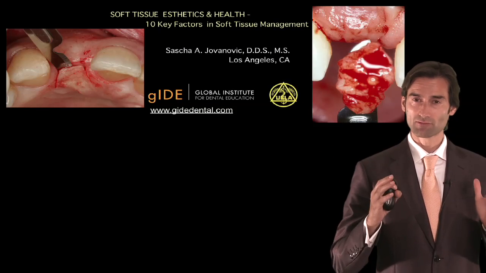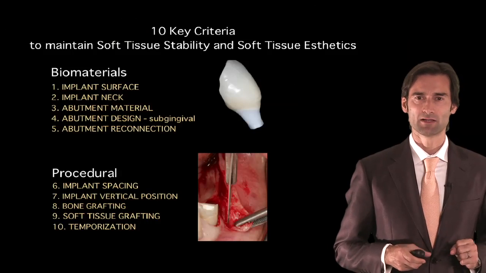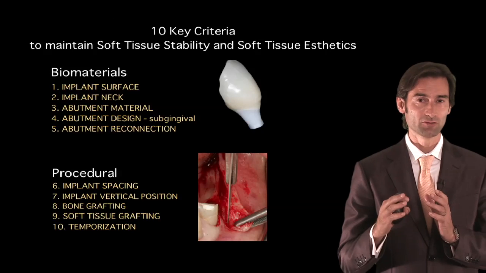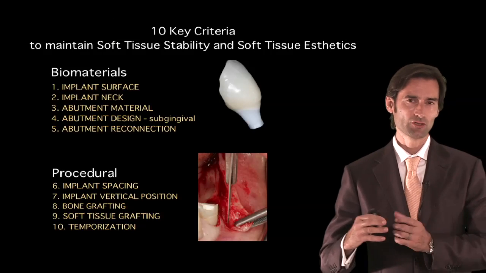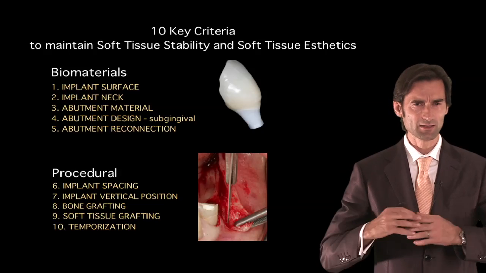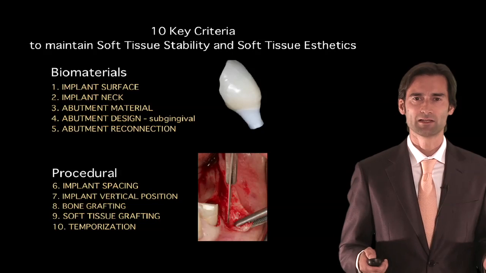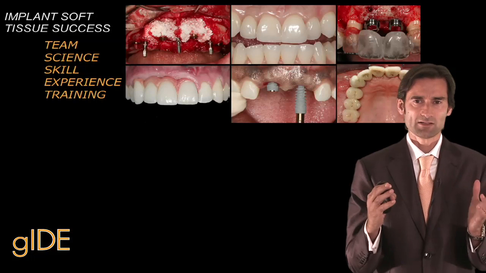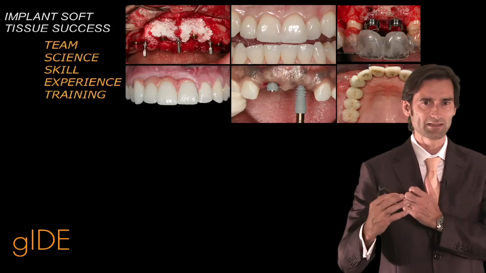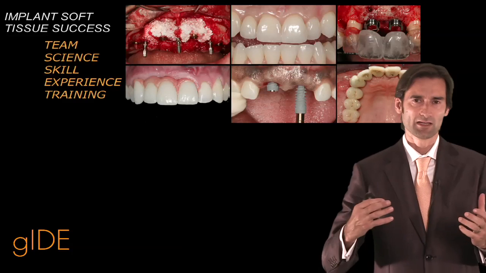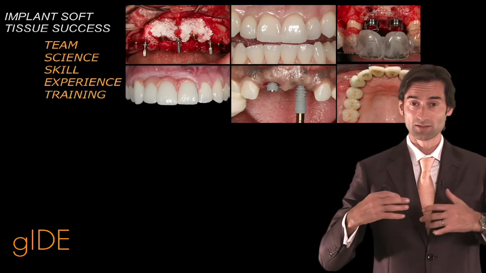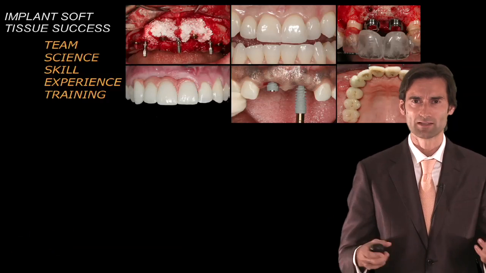This lecture will focus really on 10 criteria which have to do with the soft tissue stability and the soft tissue predictability we do in cases. And there's so many factors we're dealing with in clinical practice. I mean, the success rate of soft tissue has to do with implants, it has to do with abutments, it has to do with the team we find, it has to do with the new sciences. There's so many factors we have to deal with.